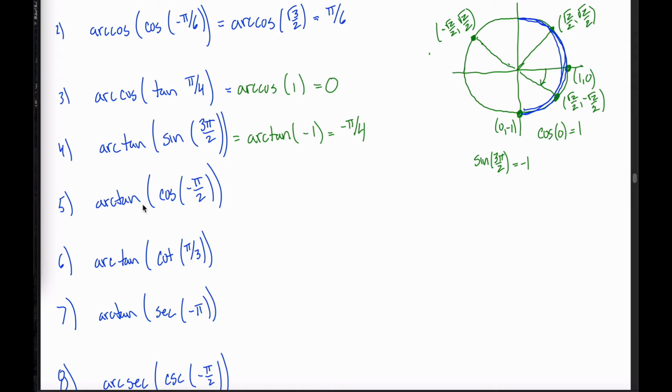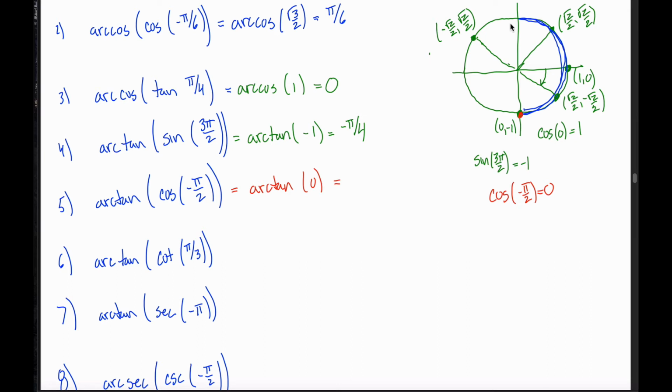Let's do another one. The arctangent of the cosine of negative pi over 2. Negative pi over 2 is referring to this point again. We've seen this a couple of times. We can refer to this point as 3 pi over 2 or negative pi over 2. The cosine of this point is talking about its x-coordinate. Its x-coordinate is just 0. So the cosine of negative pi over 2 is this 0 right here. So I can rewrite this question as, what is the arctangent of 0?